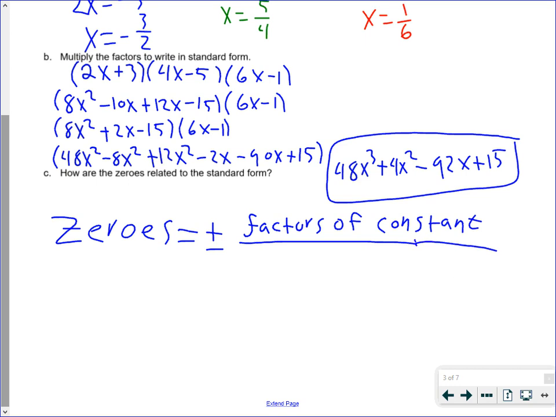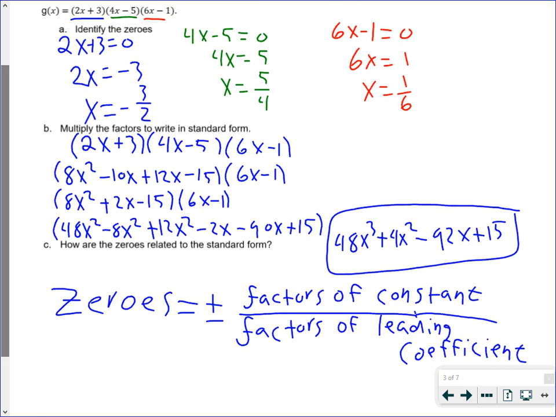All right, factors of the constant all over factors of the leading coefficient. That is the relationship between zeros and the standard form. Hopefully I spelled that right. Anyway, our zeros will always be plus or minus factors of the constant divided by factors of the leading coefficient.